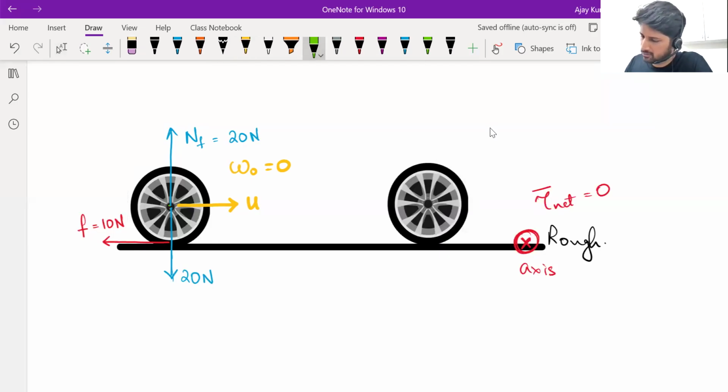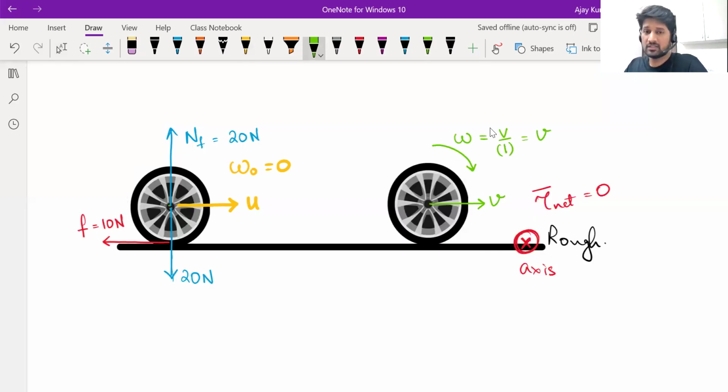The question was to find out those values. Let's say the speed is v. Let's say angular velocity is omega. We know omega is equal to v by r. Radius in this problem is 1 meter. So omega is also equal to v only. Numerically, it is equal to v.